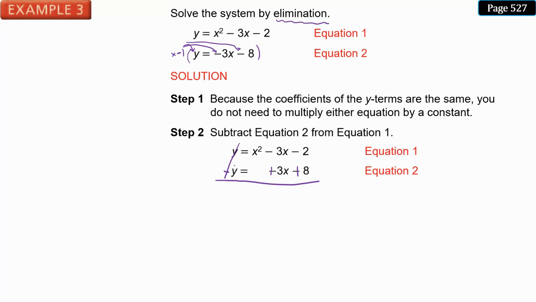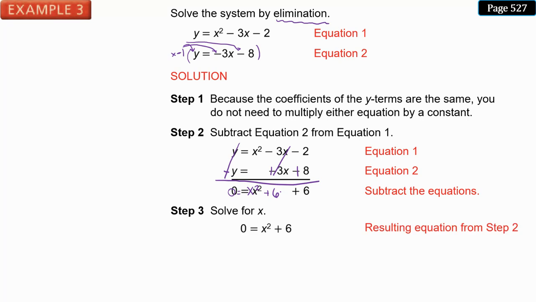It eliminates the y's, so we're left with 0 here. X squared comes on down. The 3x and the -3x also eliminate, and the -2 plus the 8 gives us a +6. Okay, then we can keep going. We're going to move that +6 over so we can solve for x. So we're going to take that 0x squared plus 6, and subtract 6 from both sides.